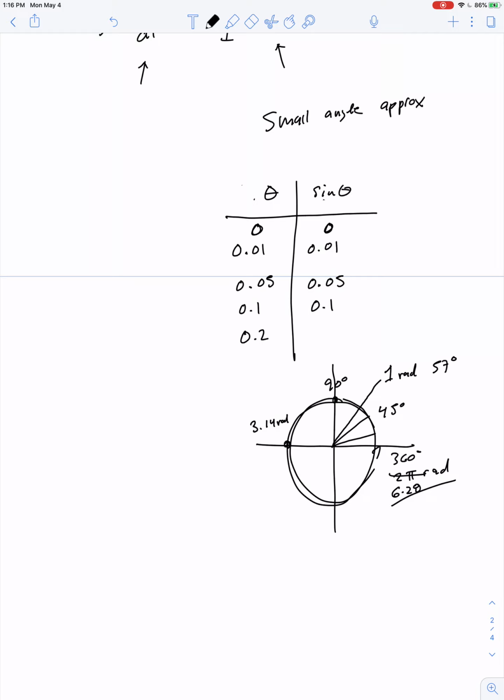And if your calculator is indeed set to radians mode, when you take sine of 0.2 radians, your calculator gives you, if you round to 2 sig figs, 0.2. I think maybe your calculator says 0.1987 or something like this. So as long as we're willing to deal with angles that are less than 20 degrees or so, then the sine of theta is pretty much the same thing as theta.